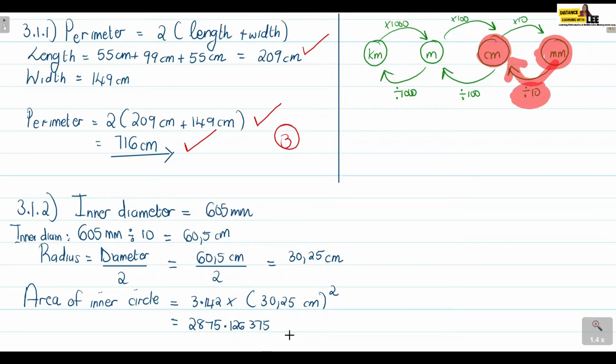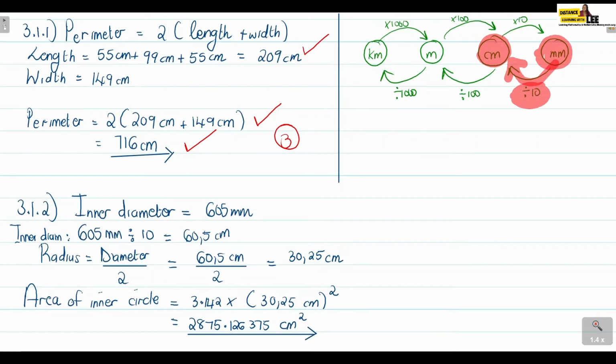2875.126375. And remember, the units for area are always centimeters or units squared, and in this case it's centimeters squared. So that is the area of our inner circle: 2875.126375 centimeters squared. So how would they mark this question?